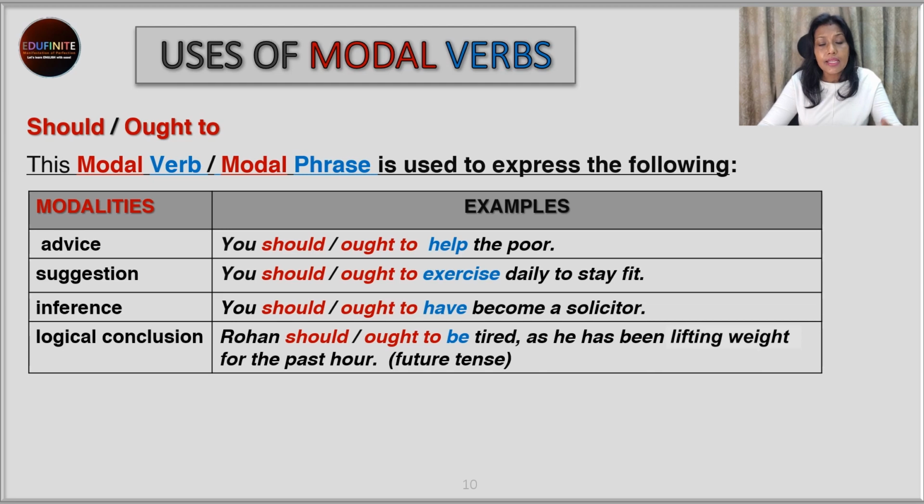Next, when it's inference, you should have become a solicitor. Or we can also say, you ought to have become a solicitor. Next, logical conclusion. Rohan should be tired as he was lifting weight for the past hour. So we are drawing a logical conclusion that for the past hour, Rohan has been lifting weights. So he must be tired.